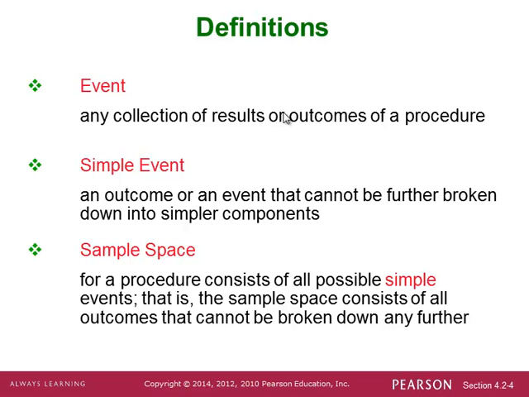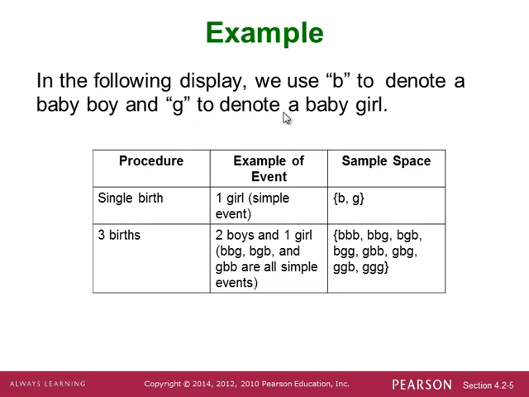When we talk about a sample space, we're talking about the set of all possible simple events, otherwise known as outcomes. Okay, so for example, if you want to think about rolling a single die, and you want to observe the number that comes up, then the sample space will be 1, 2, 3, 4, 5, 6, because those are the 6 possible outcomes.